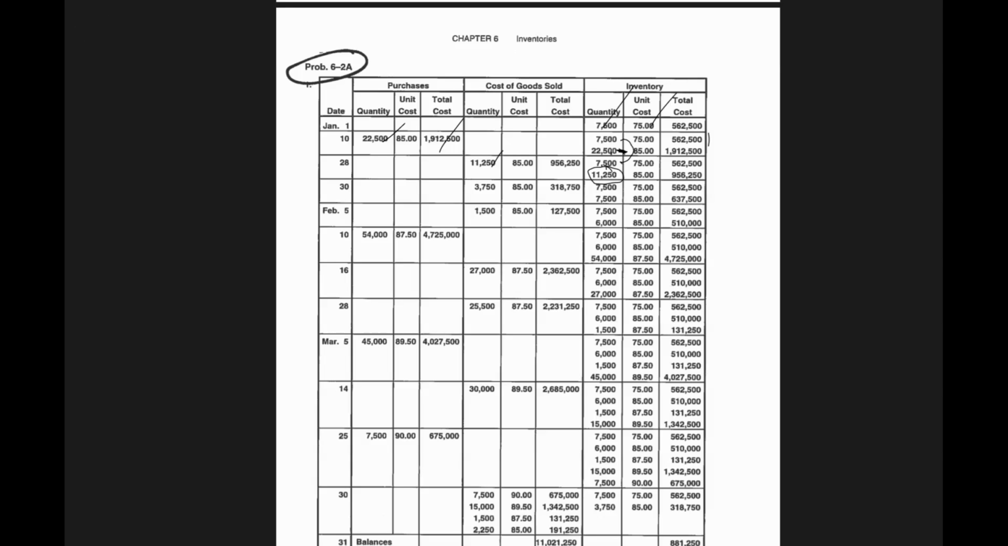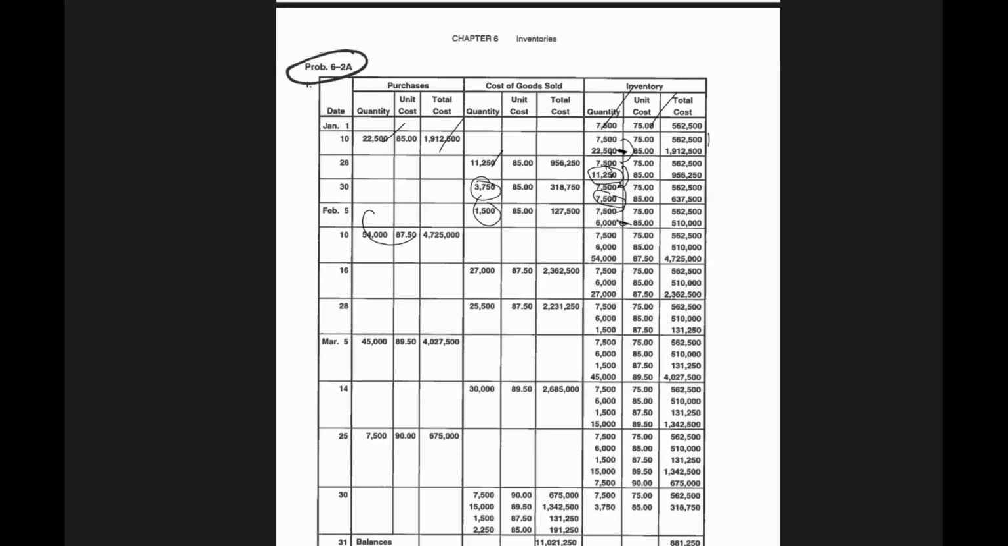Okay, sold 3,750. Notice this $7,500 keeps coming down. $11,250 minus 3,750 is $7,500. Now we sold $1,500. Notice how this $7,500 keeps coming down. $1,500 out of that $7,500 is $6,000.